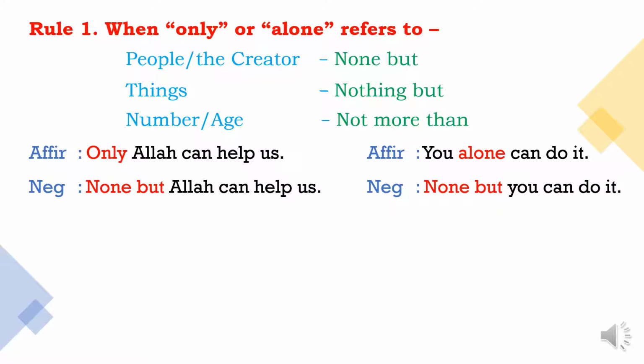Let's see another example. You alone can do it. Its negative form is none but you can do it. In this sentence, alone stands for you, that is a person. For this reason, we have used none but instead of alone.